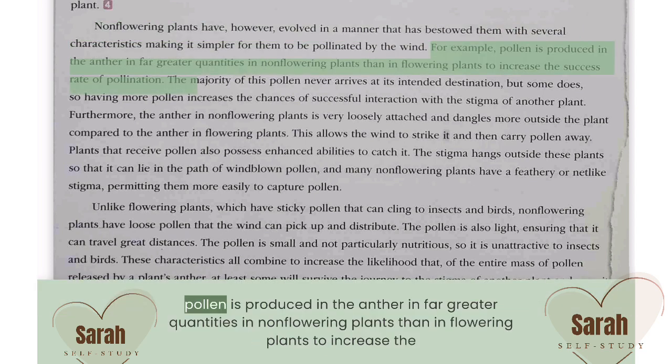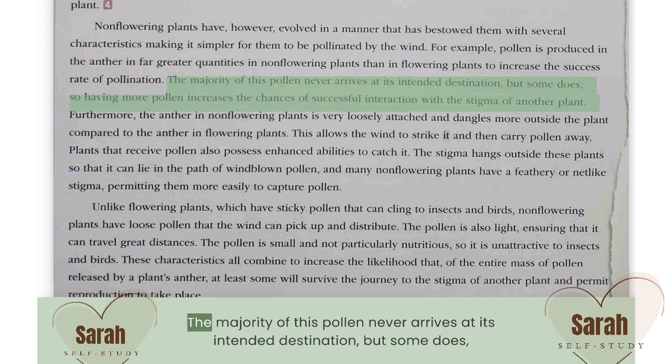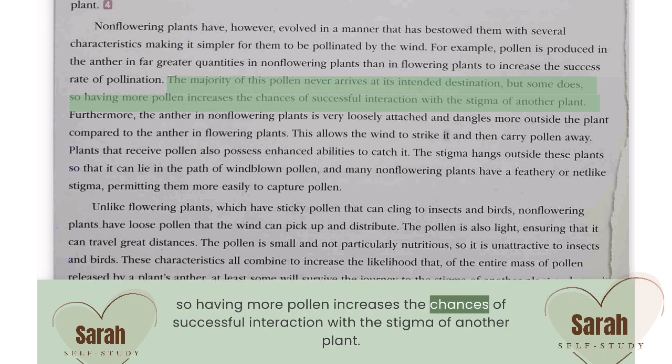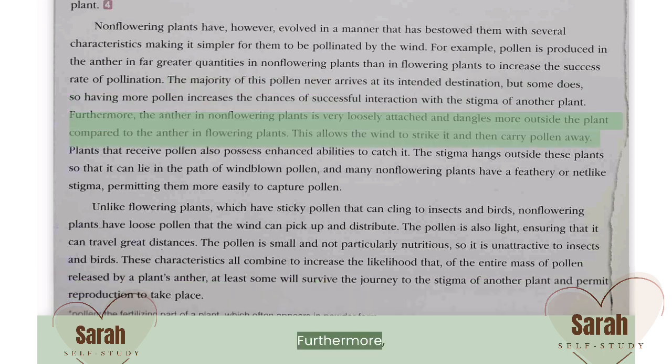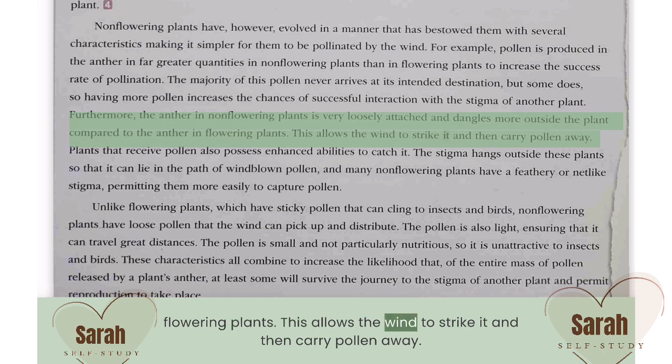For example, pollen is produced in the anther in far greater quantities in non-flowering plants than in flowering plants, to increase the success rate of pollination. The majority of this pollen never arrives at its intended destination, but some does, so having more pollen increases the chances of successful interaction with the stigma of another plant. Furthermore, the anther in non-flowering plants is very loosely attached and dangles more outside the plant compared to the anther in flowering plants. This allows the wind to strike it and then carry pollen away.